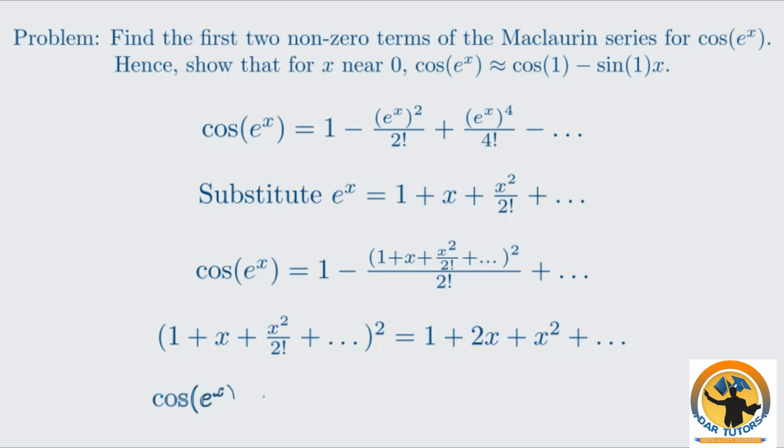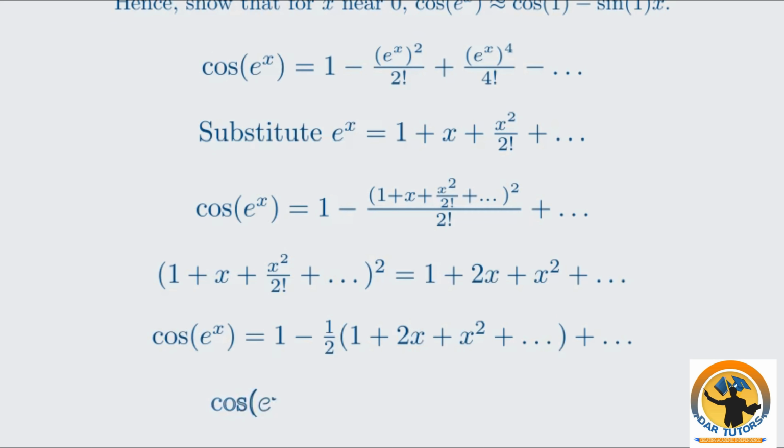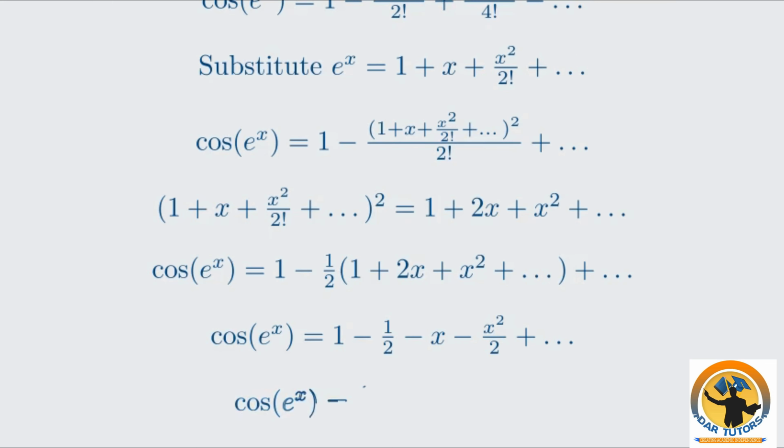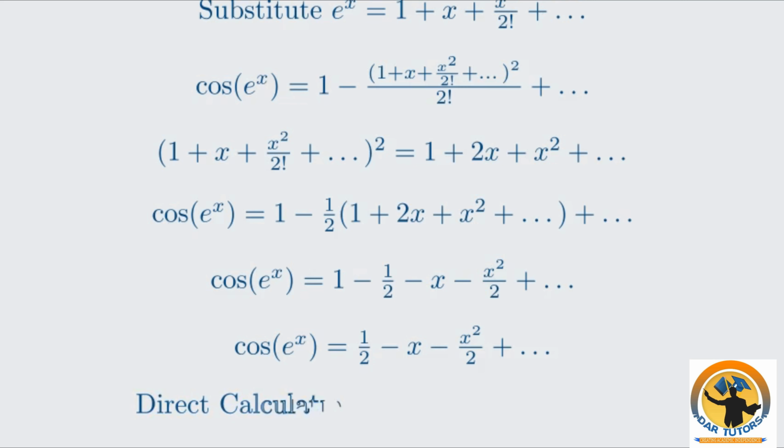Substituting this back into our expression, we get 1 minus 1/2 times the quantity 1 plus 2x plus x squared, plus higher order terms. Distributing the negative 1/2, we get 1 minus 1/2 minus x, minus x squared over 2, and so on. Combining the constant terms, we get 1/2 minus x minus x squared over 2. This is the beginning of our series. Now the problem asks us to show that this is approximately cos 1 minus sin x. This suggests we should use the direct calculation method to find the Maclaurin polynomial of degree 1. The Maclaurin polynomial of degree 1 is given by f of 0 plus f prime of 0 times x.